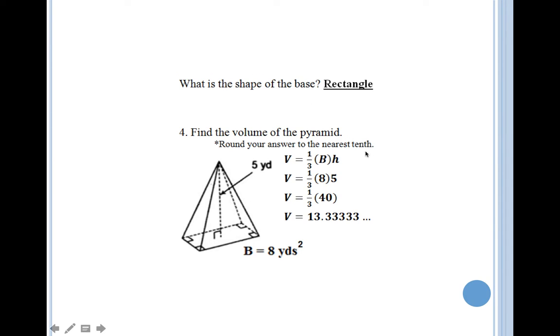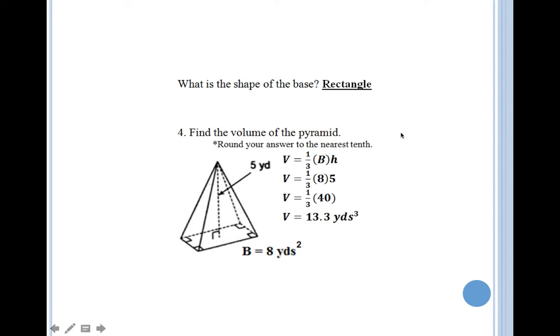This one, it wants me to round my answer to the nearest 10th. So I'm going to look at the 10th place, look over. That 3 is going to tell my 3 to stay the same. So my final answer is 13.3. Again, look at your units. Yards, yards, yards cubed is volume.